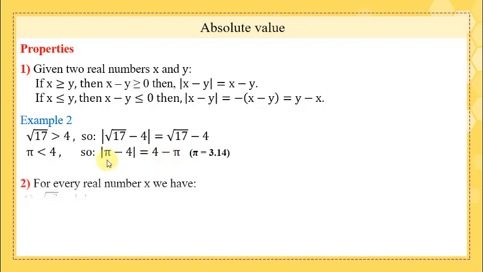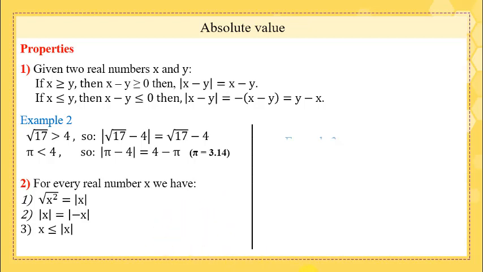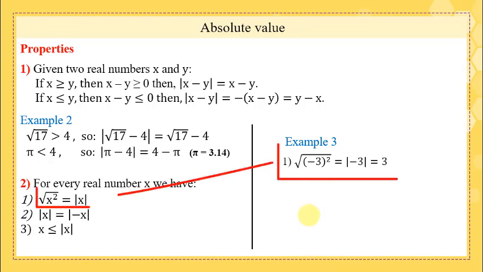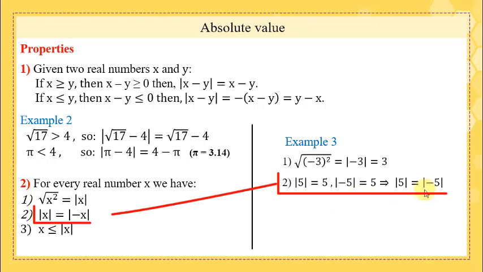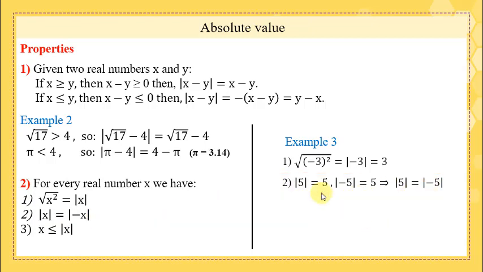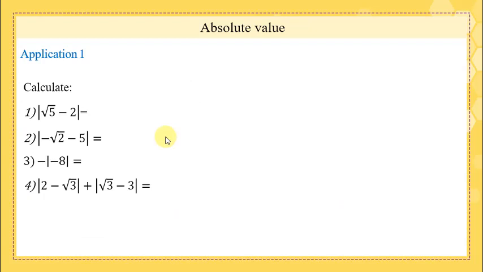since pi minus 4 is less than 0. For every real number x, we have radical x squared equals absolute value of x, equals absolute value of minus x, and x is less than or equal to absolute value of x. Example, radical of minus 3 squared equals absolute value of minus 3 equals 3 according to the first property, and absolute value of 5 equals 5, absolute value of minus 5 equals 5. Therefore, absolute value of 5 equals absolute value of minus 5 according to the second property. Application 1. Stop the video and calculate.